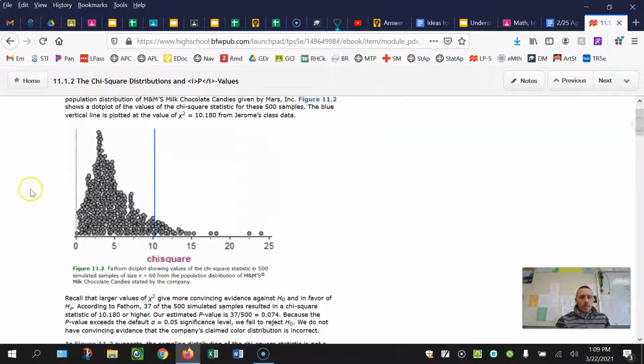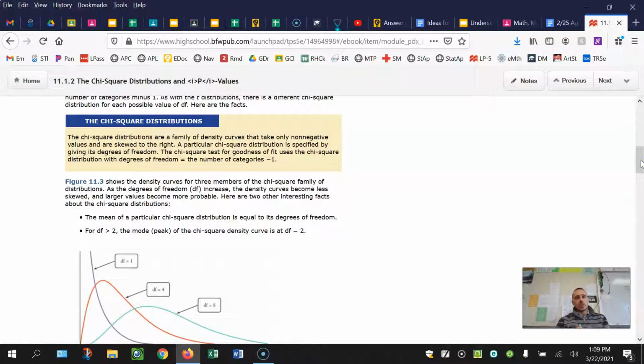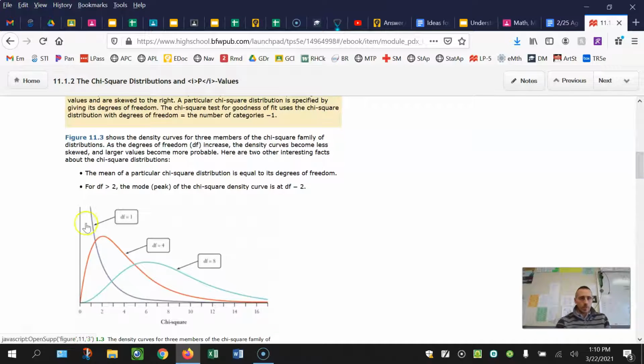This is based on a simulation. You can notice pretty quickly that the chi-squared distribution is not approximately normal. Chi-squared distributions are skewed to the right. They only take on non-negative values, so 0 or positive, and it's still a density curve. The area underneath it is 1. The degree of skewness decreases as the degrees of freedom increase; the curve becomes less and less skewed. Going from the black to the red to the blue, you can see the skewness decreasing.